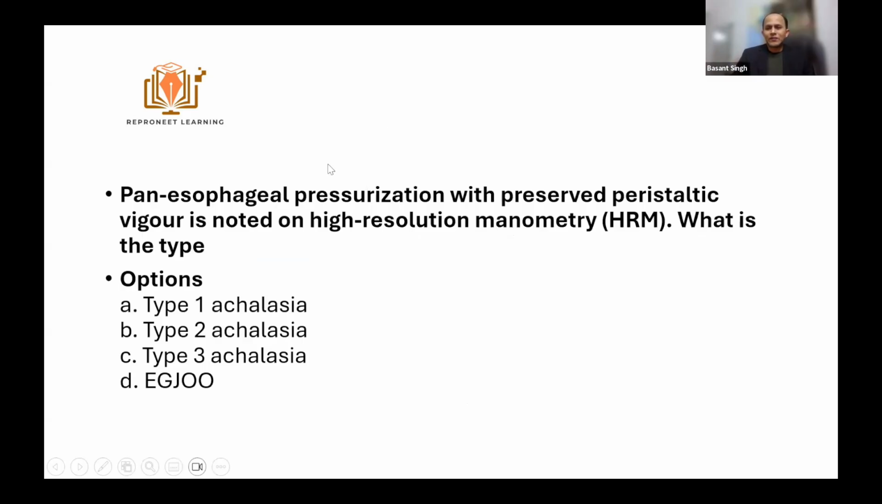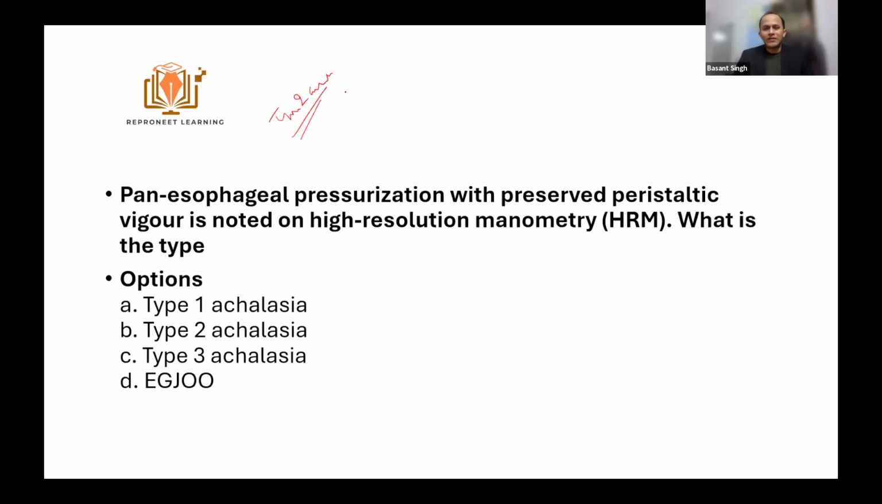So this was a question that we were discussing in the group: pan-esophageal pressurization with preserved peristalsis on your HRM. What is the probable diagnosis? And most of you had gone for type 2 achalasia. Okay, so this is not the right answer, I feel.